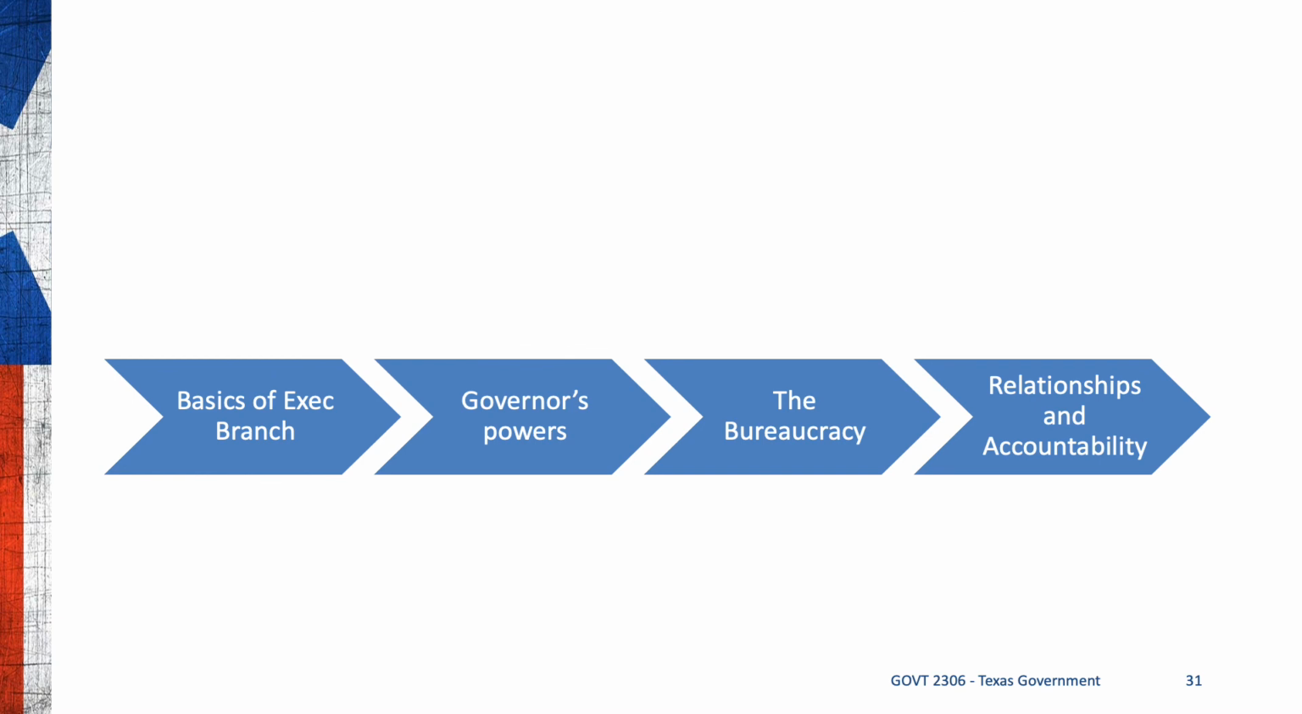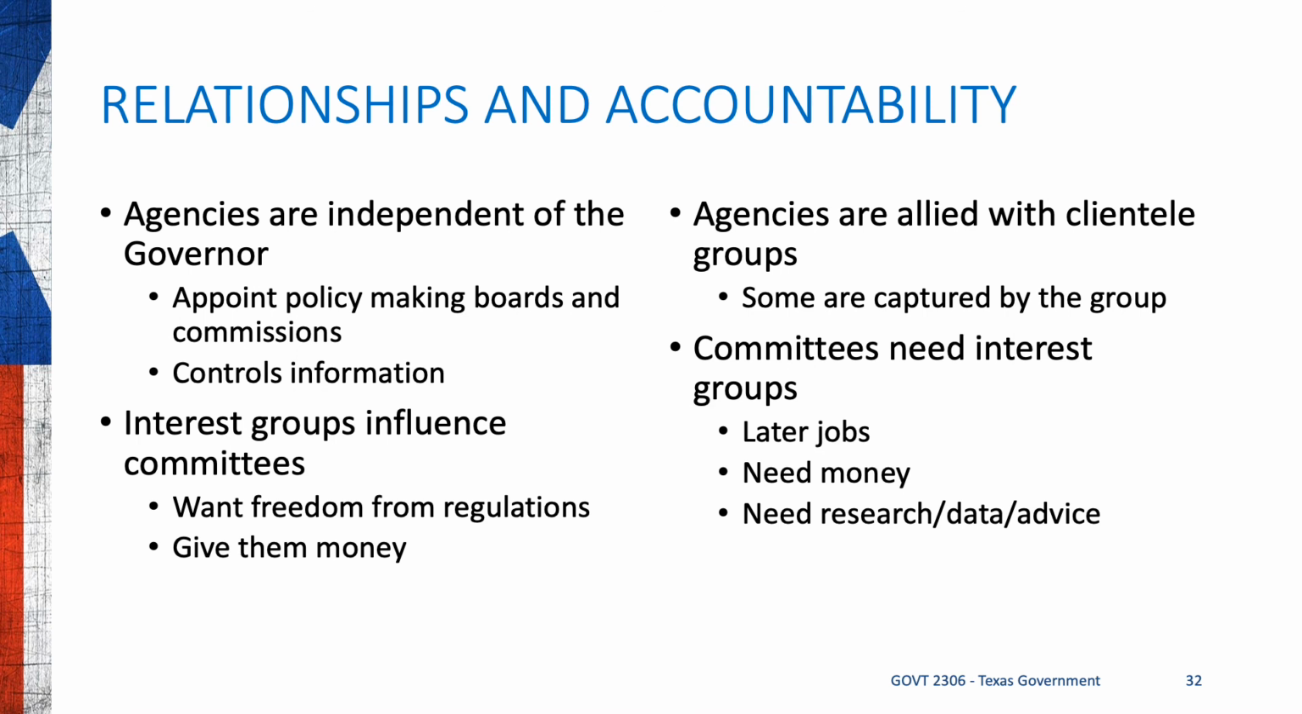Okay, so we've talked about the basics of the executive branch, the governor's powers, the bureaucracy, and now we're going to talk about relationships and accountability as they relate to the executive branch. The different agencies and different boards in the executive branch are independent of the governor, even though the governor may have some appointment power in those branches. They appoint policy-making boards and commissions, and they control the information that is released, but also is given to these different agencies.